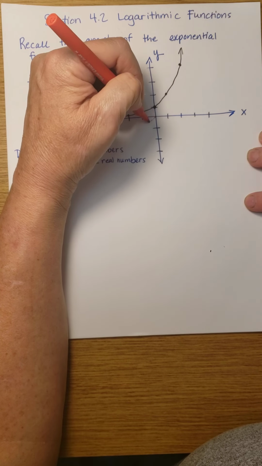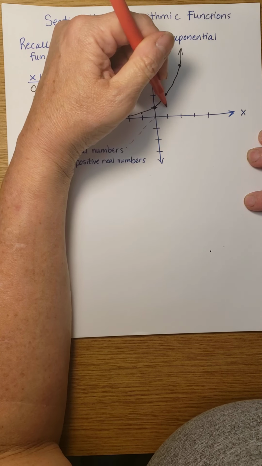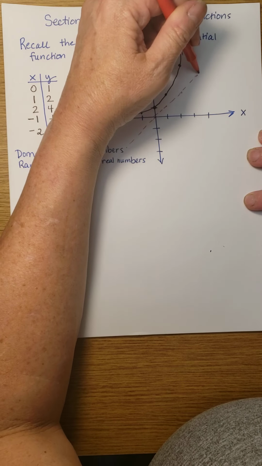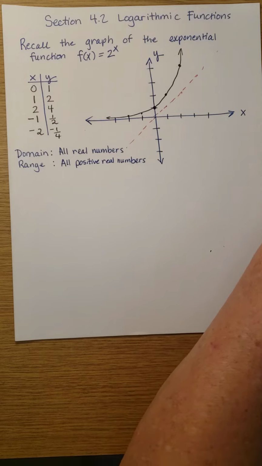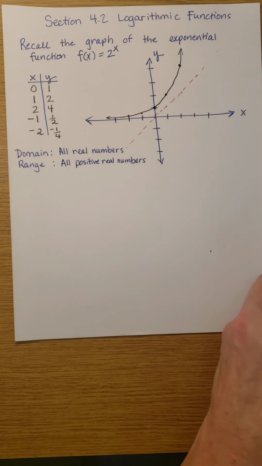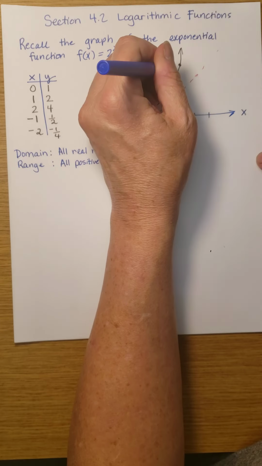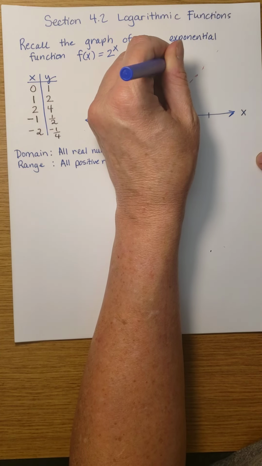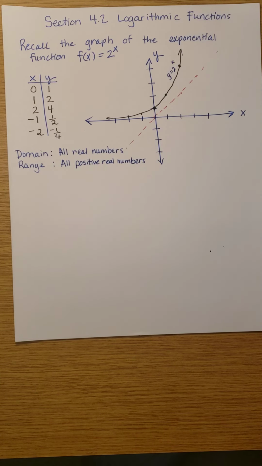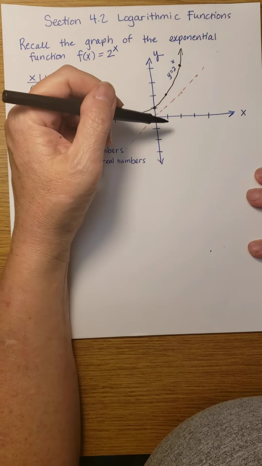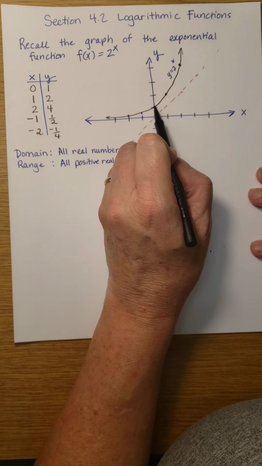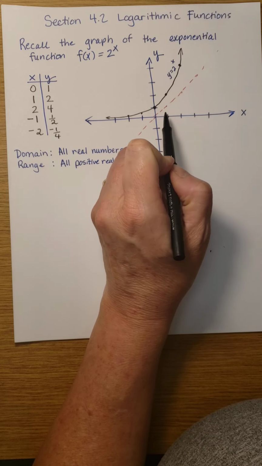Well, graphically, if we draw the line y equals x, and then reflect the graph of y equals 2 to the x, we are going to get the inverse of y equals 2 to the x. And this, remember, is 0, 1, so 1, 0. We switch x and y.